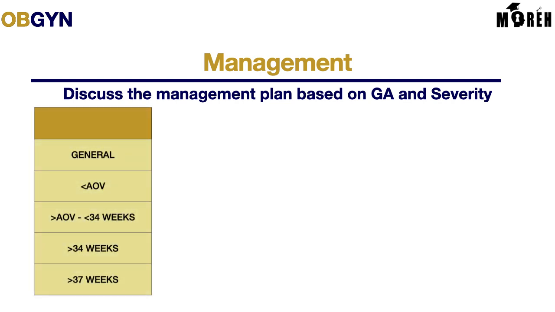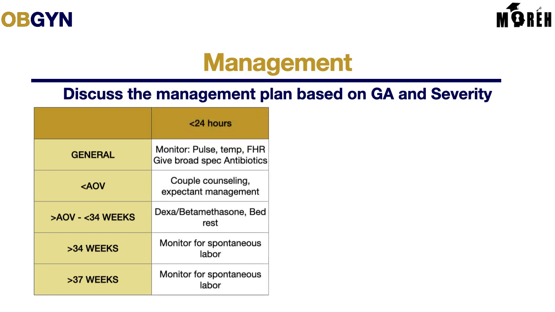Okay, so in the columns, we'll get to see the general things that we do with all the patients. If a patient is below the age of viability, if the patient is below 34 weeks but after the age of viability, if the patient is after 34 weeks, and if the patient is after 37 weeks. Let's get into it. So your patient comes to the hospital, they have been draining, but they've been draining for the last 5 hours. So it is less than 24 hours.